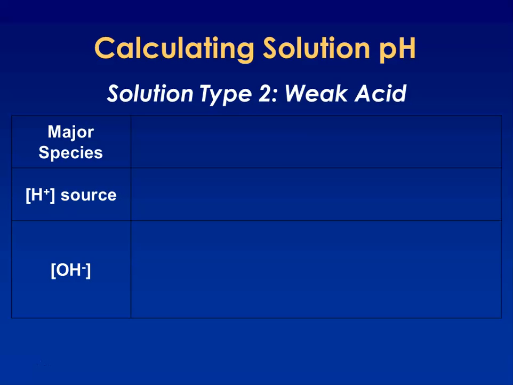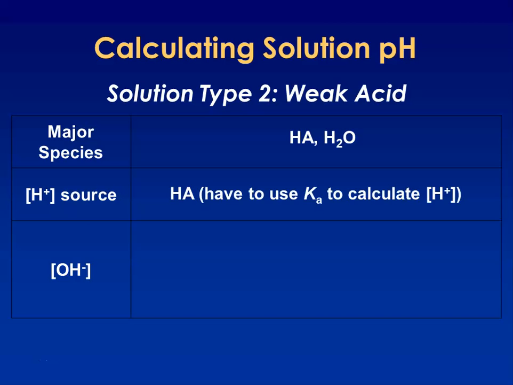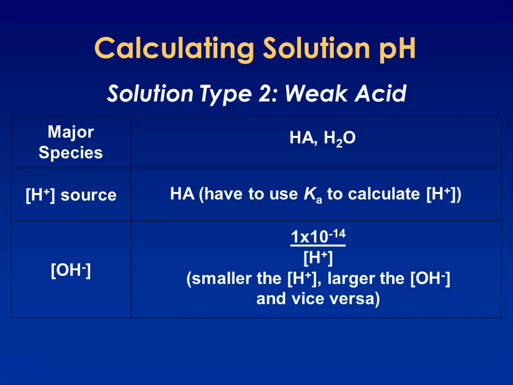With weak acids, things are a little bit different because, again, the majority of the acid stays intact. Only a small fraction of the parent acid forms hydrogen ions and the conjugate base. So the hydrogen source is going to be the acid, but because of the weak dissociation taking place, we have to use our equilibrium constant to determine what fraction of hydrogen ions are produced from that weak acid. Once we have those hydrogen ions, we can use that and Kw to find the hydroxide. Typically, the smaller your hydrogen concentration, the larger your hydroxide concentration will be, and vice versa.